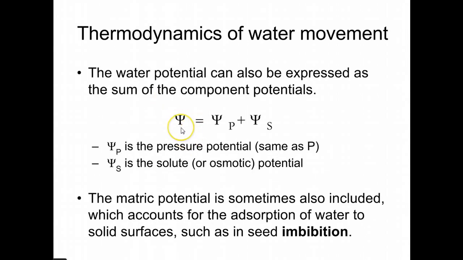Now here's an equation that you will need to understand. The water potential, and this is sometimes psi sub W, is the pressure plus the osmotic potential. Okay? Pressure can be positive or negative, and we're going to finish up, if not today, on Wednesday, talking about root pressure again. And solute potential is always negative.